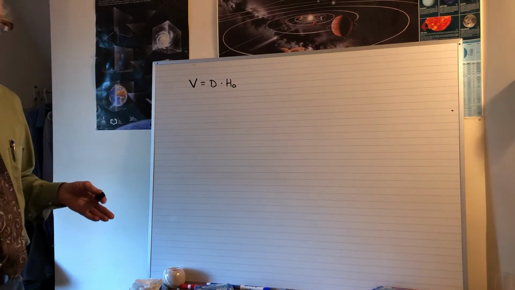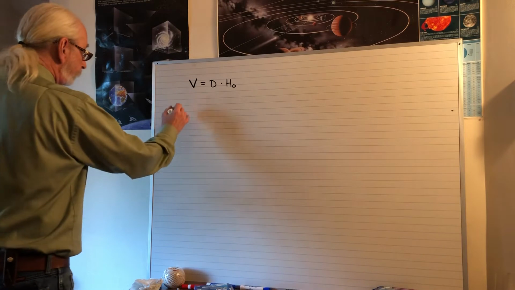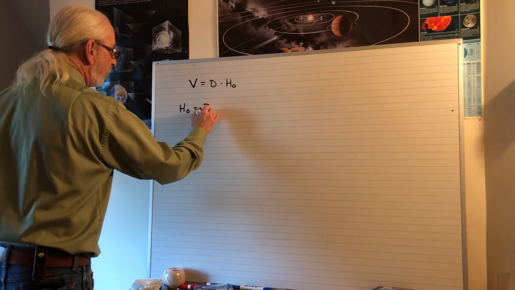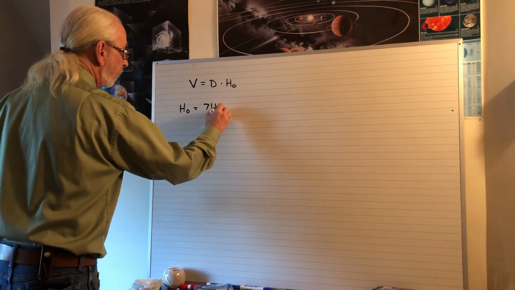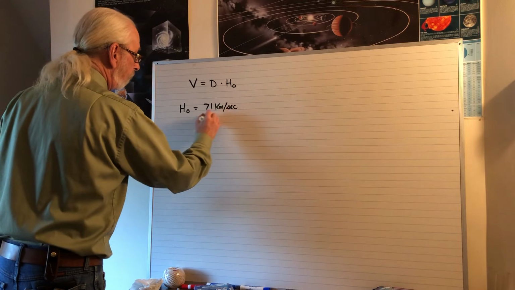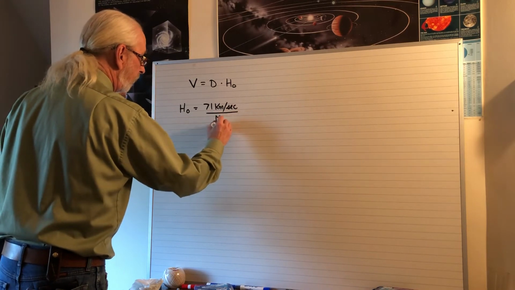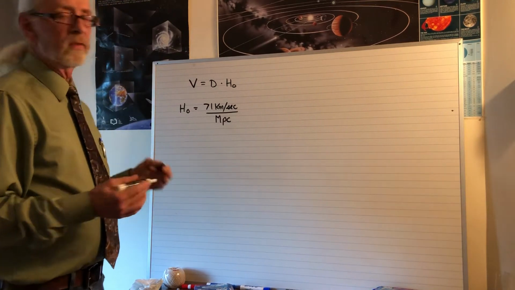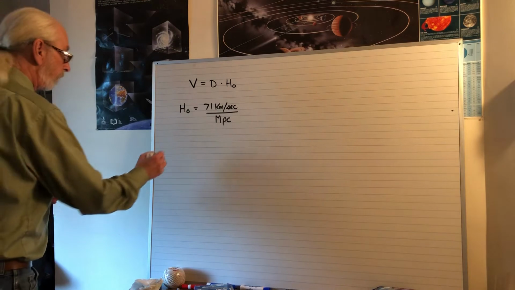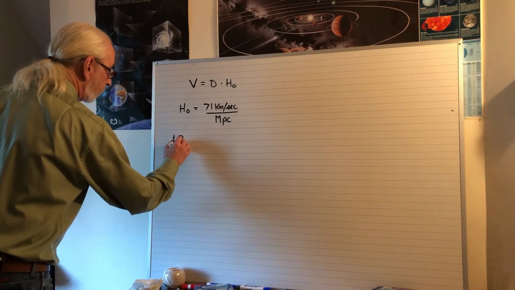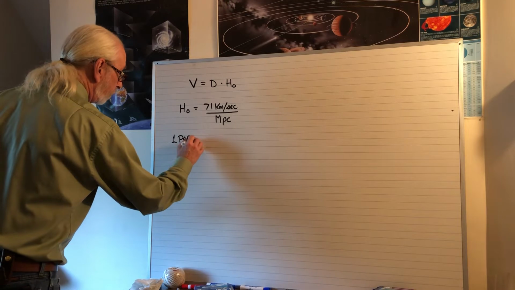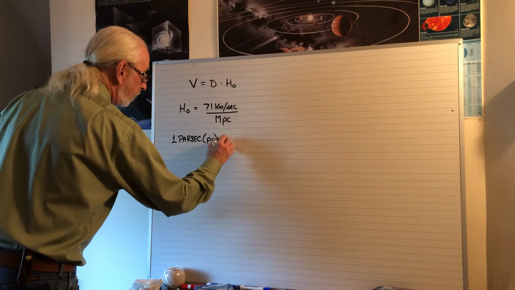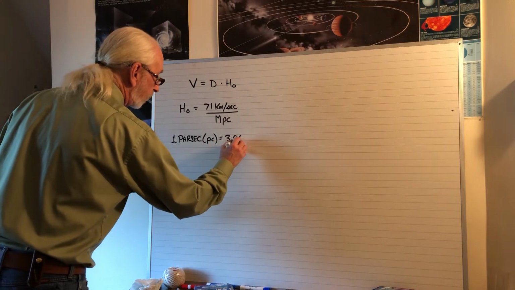What is the Hubble constant? Well, it works this way. The Hubble constant equals 71 kilometers per second per megaparsec. What is a parsec? Well, a parsec is a unit of distance that astronomers use. One parsec, abbreviated pc, equals 3.26 light years.